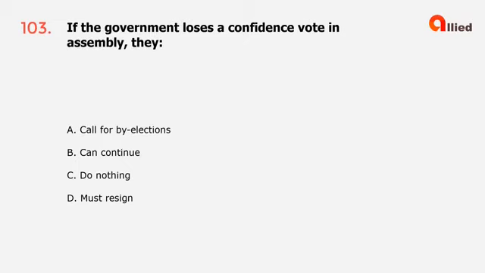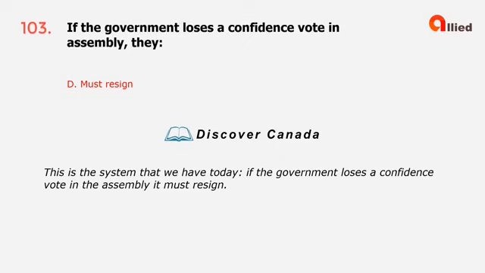Question 103. If the government loses a confidence vote in Assembly, they A. Call for by-elections. B. Can continue. C. Do nothing. D. Must resign. The answer is D. Must resign.